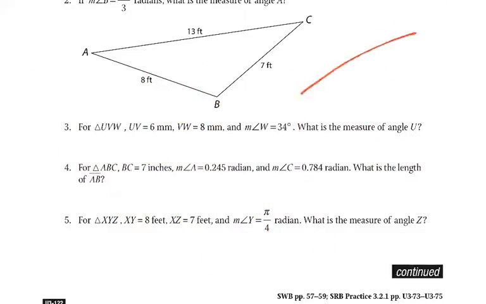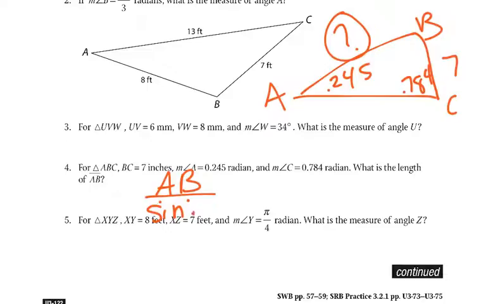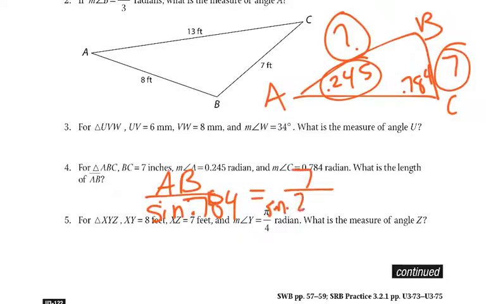Okay, number 4. So we've got A, B, and C. BC is 7, angle A is 0.245 radians, angle C is 0.784 radians. What is the length of AB? So now we're doing the side. So side AB over, which would be side C basically, over the sine of 0.784 equals 7, that side, over angle A, the sine of 0.245.